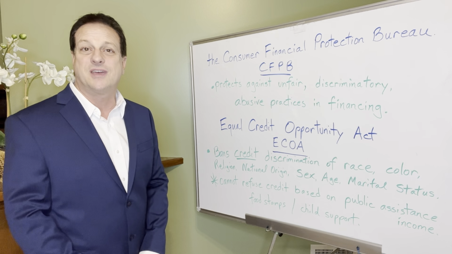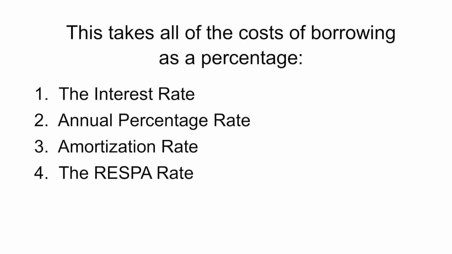This takes all of the cost of borrowing as a percentage. Number one, the interest rate. Number two, annual percentage rate. Number 3, amortization rate. Number 4, the RESPA rate.